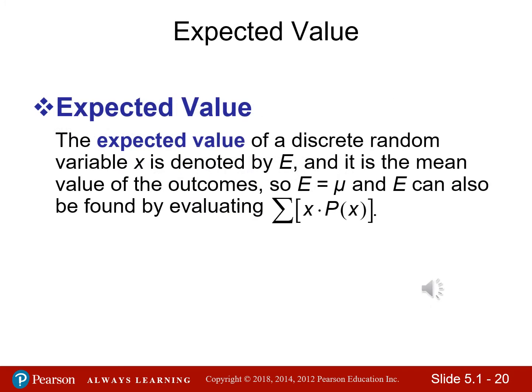The expected value of a discrete random variable x is denoted by the capital letter E, and it's the mean value of the outcomes. So the expected value equals the population mean. The expected value can be found by evaluating the formula of the sum of x times the probability of x. The expected value is exactly what you might intuitively think it means. That is to say, the return you can expect from some kind of action. For example, how many questions might you expect to get right if you're guessing on a multiple choice test?